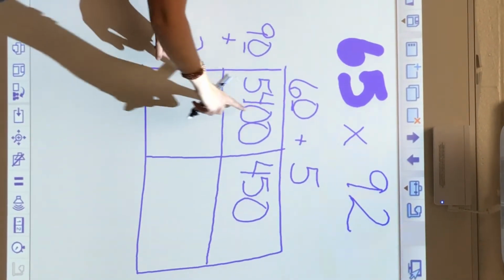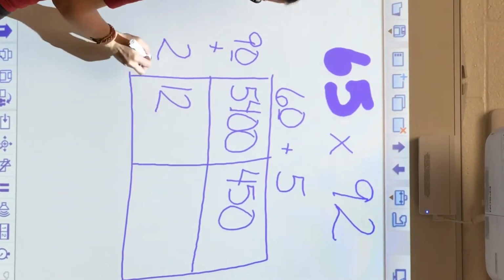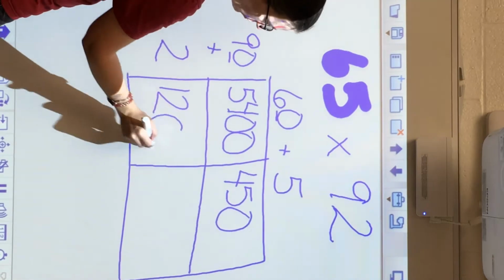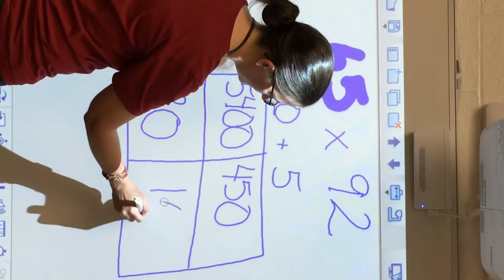Then I again follow my 2 numbers together. 2 times 6 is 12. This time there's only 1 zero, so 1 zero in our final product. And then 2 times 5 is 10.